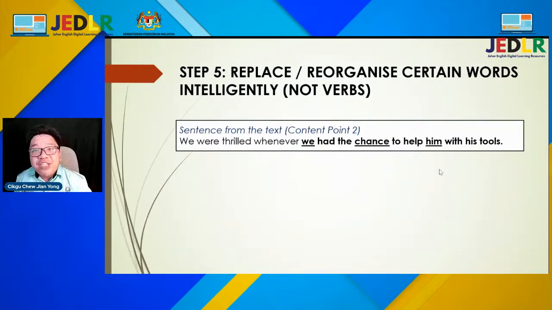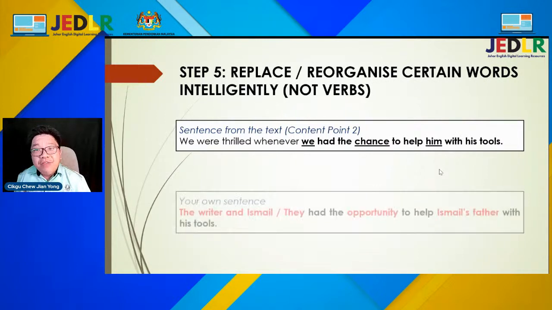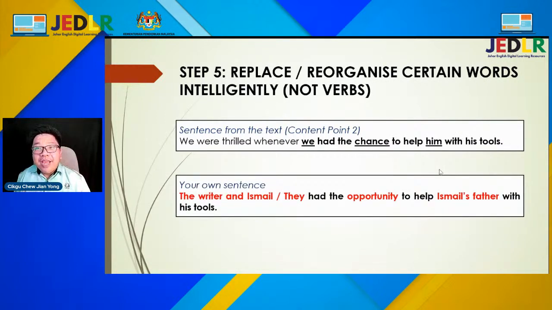How are you going to change intelligently? So I'm going to give you one example. We here refers to the writer and Ismail. So maybe you can write the writer and Ismail, or you just put they. Had the chance. Okay, chance to apa? Peluang. So you know that chance, synonym is opportunity. So if you know for sure, you can always replace chance with opportunity.